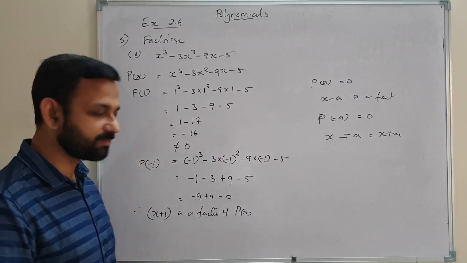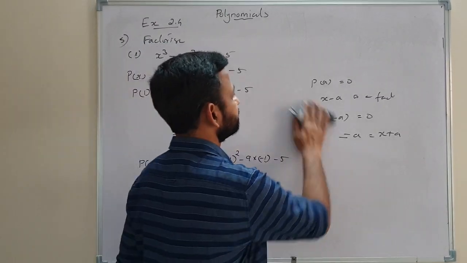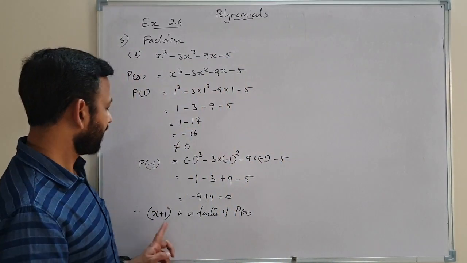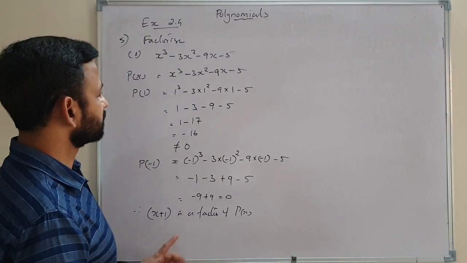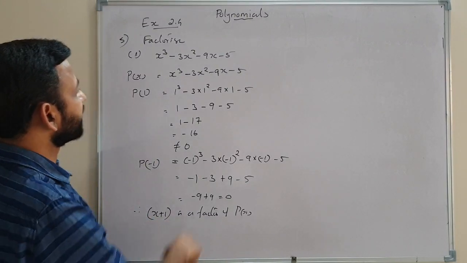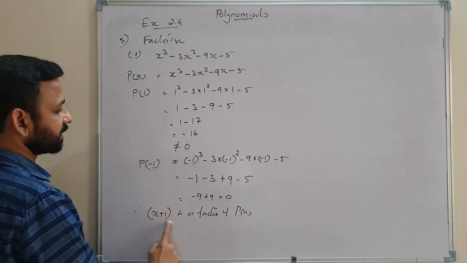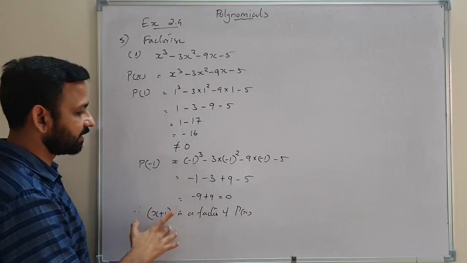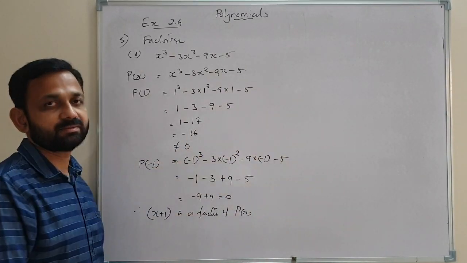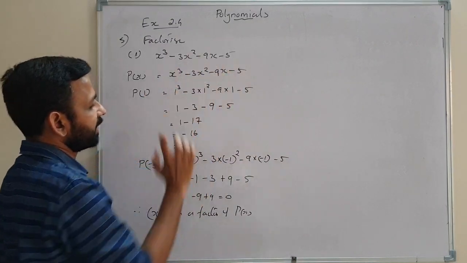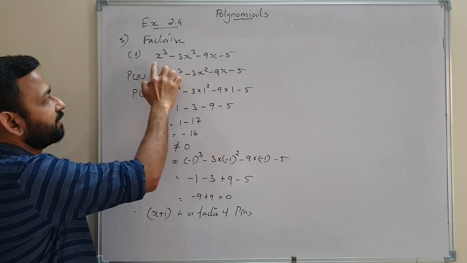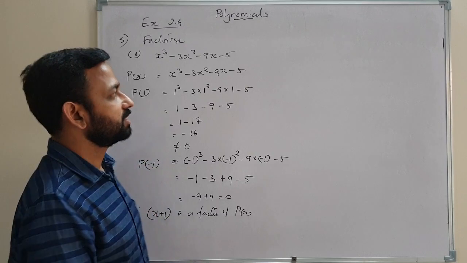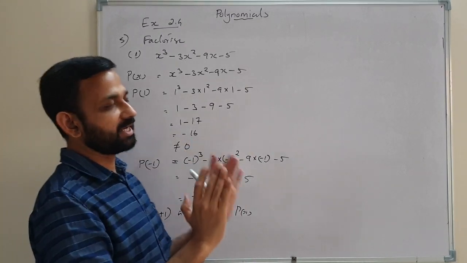So now we got one of the factors of the polynomial p(x). Now we are going to find the other factors by long division. x plus 1 is a factor of p(x), so we can divide this polynomial by x plus 1. Since it is a factor, the remainder will be 0 and the quotient will be the next factor. This is a cubic polynomial and this is a linear polynomial. When we divide a cubic polynomial by a linear polynomial, we will get a quadratic polynomial, and we can factorize that polynomial by splitting the middle term.